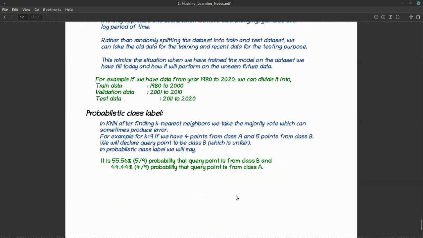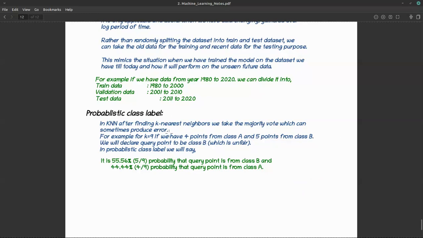What is this probabilistic class label? See, the simple answer in KNN is majority voting. Let's say you have 9 points at the same distance, k equal to 9, and you have 4 points from class A and 5 points from class B. Everything is at the same distance, right? Now, what will you say for this point? Is it of class A or class B? If you take the majority voting, you will say it's class B.